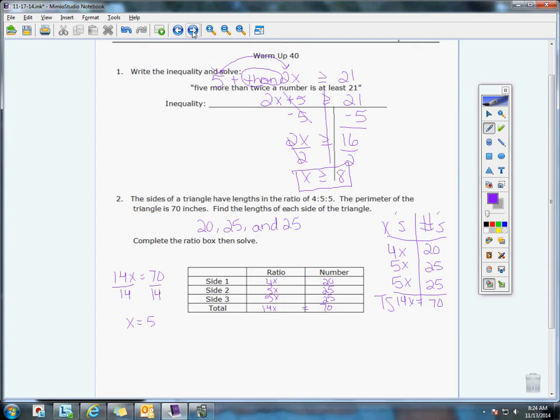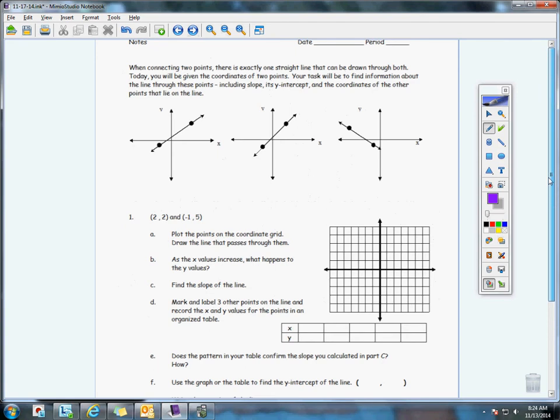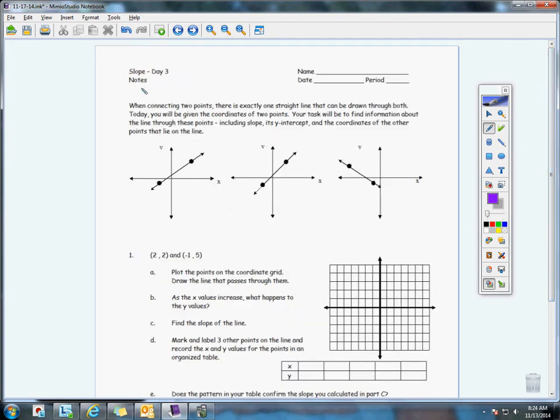Alright, so today's notes, you should get, it says at the very top, slope day 3 notes. Go ahead and put today's date at the very top of this, which today is the 17th. And so this is going to be Monday's notes. It's the same stuff that you learned last week, just getting into a couple more examples.